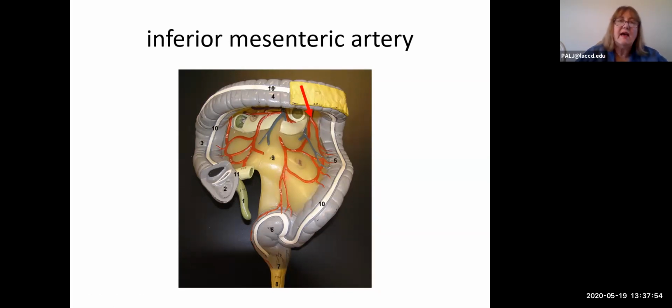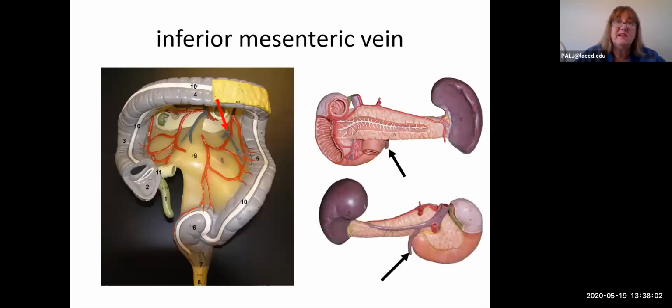Okay. And so if the inferior mesenteric artery is supplying them with blood, then it would make sense that the inferior mesenteric vein would be draining them. Okay. So you will find the inferior mesenteric vein adjacent to the inferior mesenteric arteries on your digestive system models.